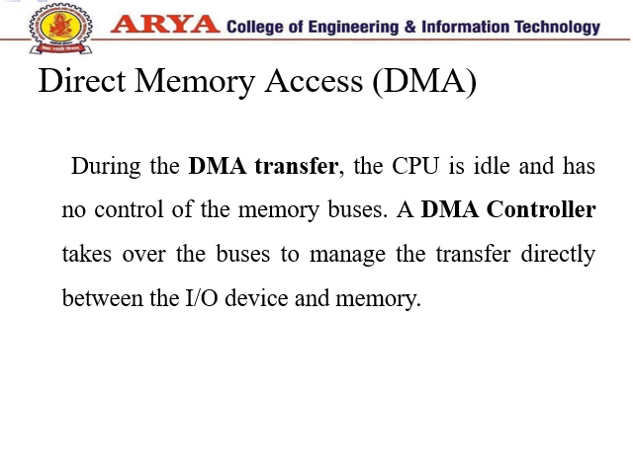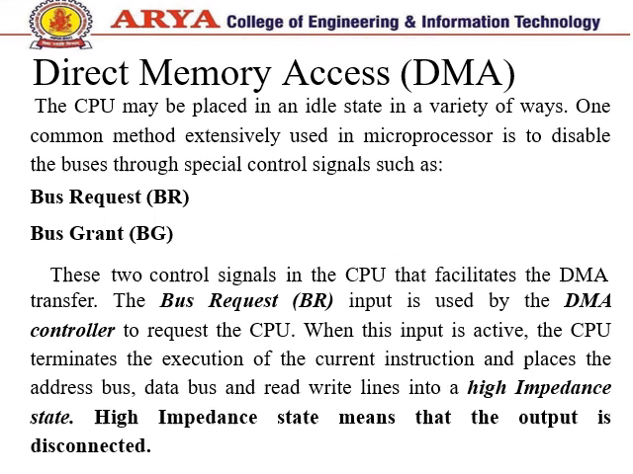During the DMA transfer, the CPU is idle and has no control of the memory buses. A DMA controller takes over the buses to manage the transfer directly between the input-output device and memory. The CPU may be placed in an idle state in a variety of ways. One common method extensively used in microprocessors is to disable the buses through special control signals such as bus request (BR) and bus grant (BG).